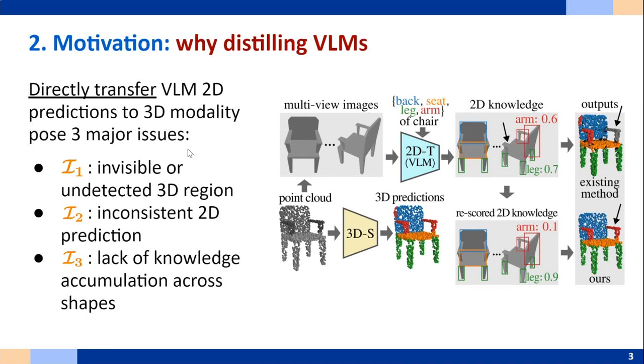However, this mechanism poses three major issues. The first issue: there are some invisible or undetected 3D regions in the 2D multi-view images, so for this particular region, they have no prediction. The second issue: there are some inconsistent 2D predictions, for example this, and it gives a negative transfer to the final 3D segmentation. And the third issue is the lack of knowledge accumulation across shapes, because they do not exploit knowledge from multiple shapes. By doing distillation with our proposed method, we can alleviate these three major issues.